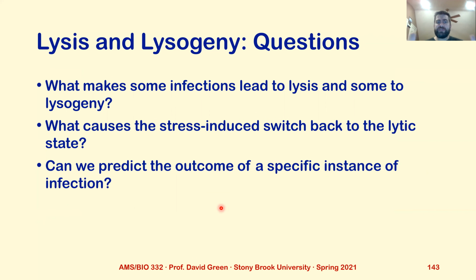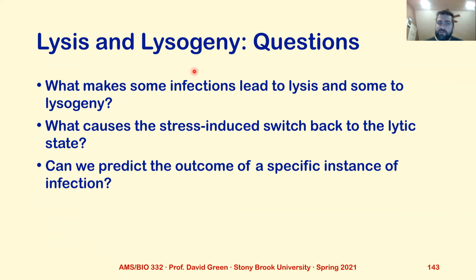Now, there's a number of questions that we can ask about this lysis-lysogeny pathway. One of the first of these is, what makes the decision happen? Why do some infections lead to lysis and some lead to lysogeny? Can we understand what is driving that decision? What causes the switch? Why is the lysogenic state generally stable, but when there's stress, it switches back into lysis?